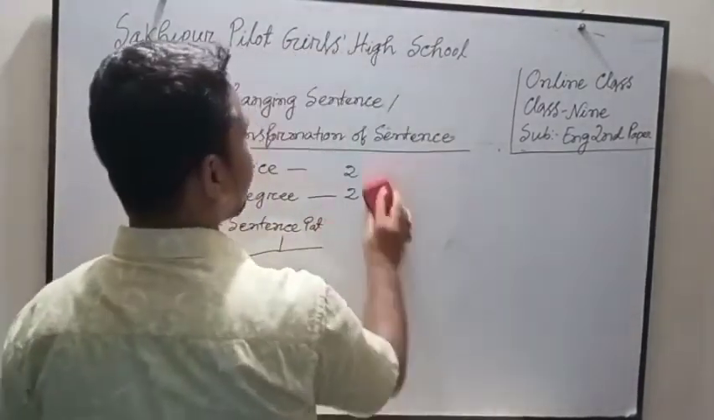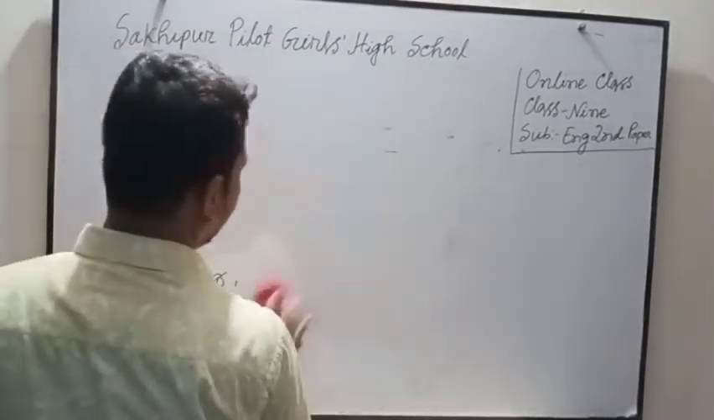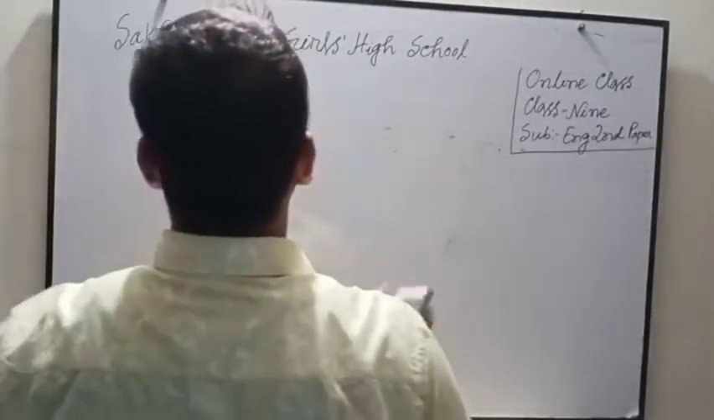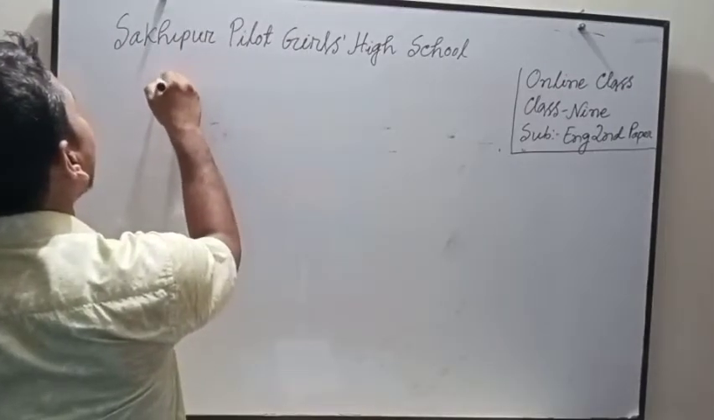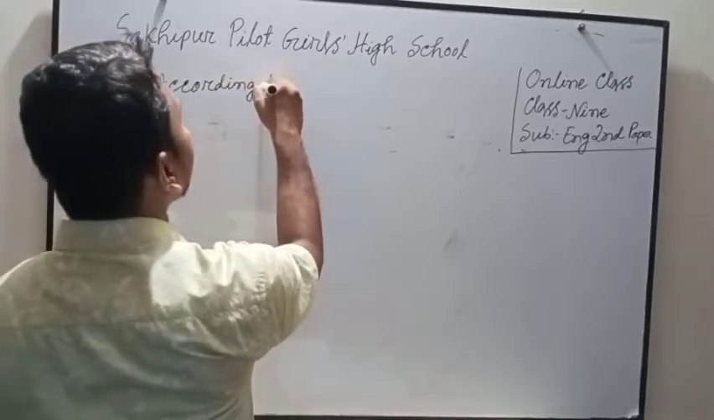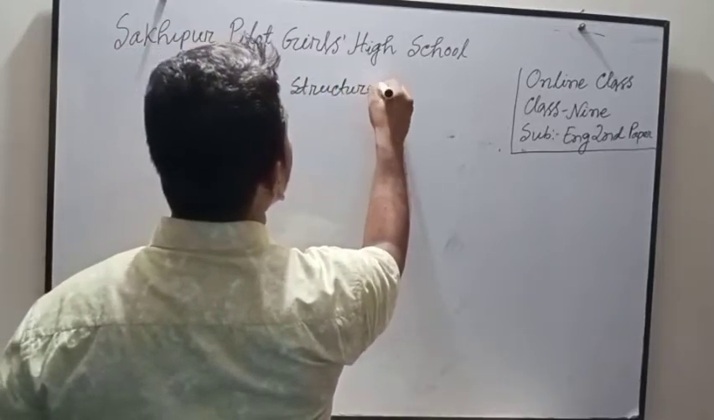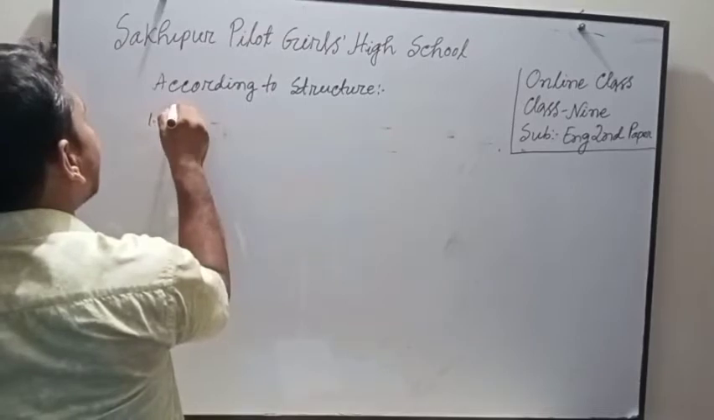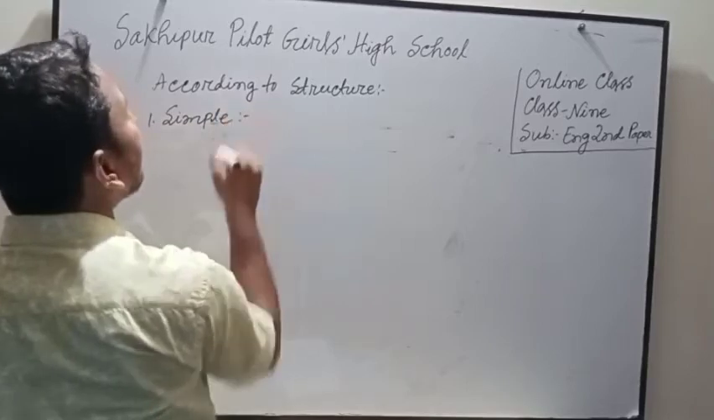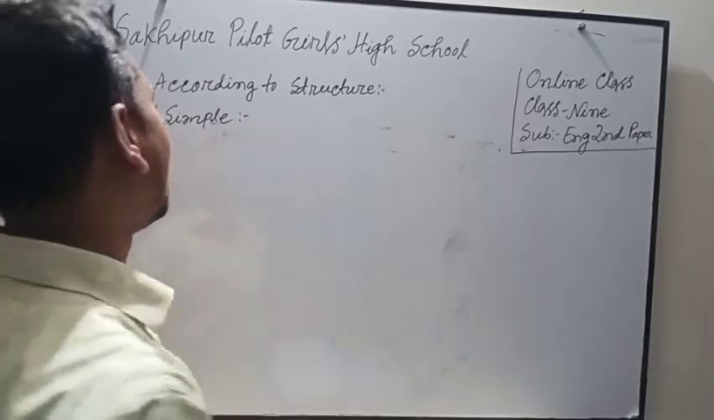Structural sentences are of three kinds. One is according to structure; there are three kinds of sentence. One, simple, which belongs to one subject and one finite verb. That means a simple sentence.